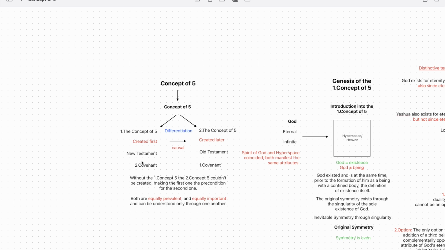We also discussed that the first concept of five has been created first and the second concept of five has been created later, and that there's a causal relationship between the first concept of five and the second concept of five. We believe the first concept of five has been created first, and we believe the second concept of five has been created later. Why this causal relationship between the first concept of five and the second concept of five exists is what we discuss in this episode.